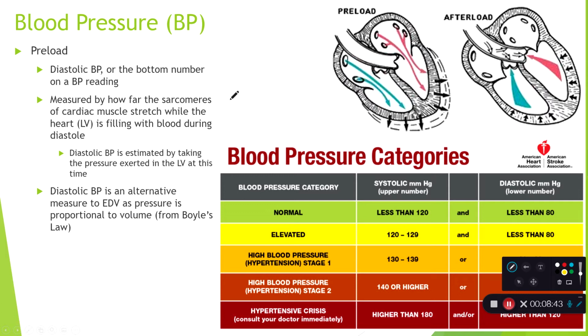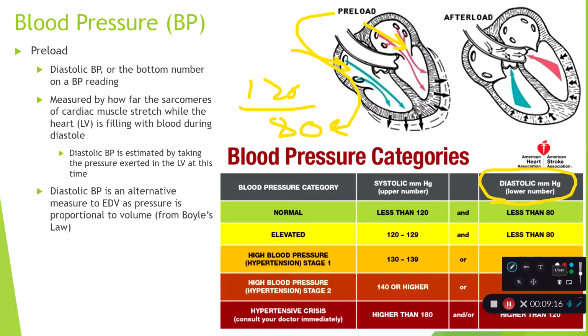So when you preload, it means your heart is relaxing. You are allowing blood to fill your chambers. Your preload is also considered your diastolic blood pressure, or the bottom number. So if your blood pressure normally is 120 over 80, preload is this 80. This is how much pressure is left in the heart while it is relaxed.